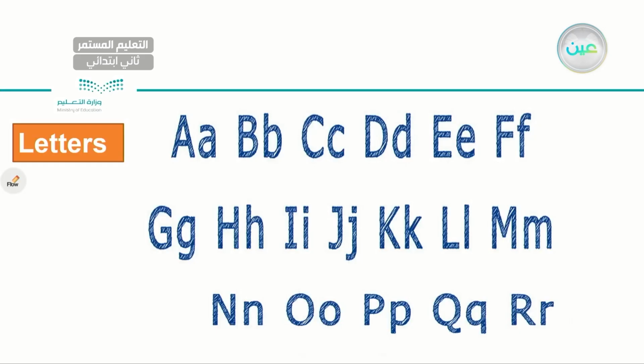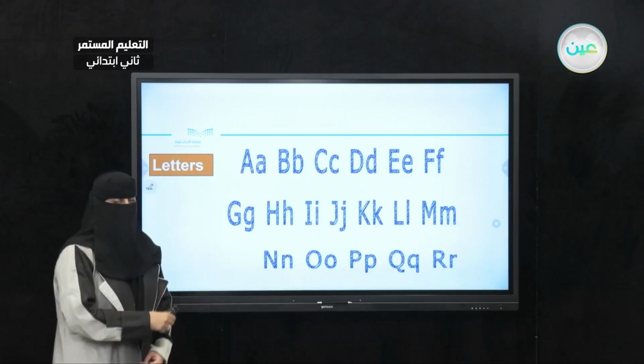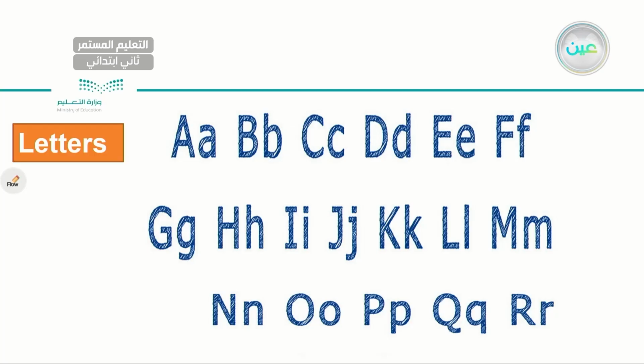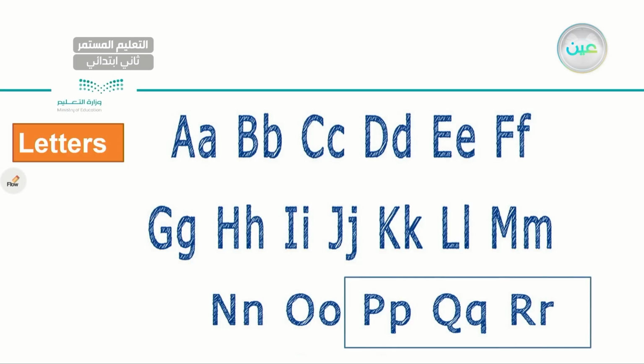Now, these are the alphabets that we took so far, and as you can notice, I added 3 more letters. Let's go ahead and read the letters together. A, B, C, D, E, F, G, H, I, J, K, L, M, N, O. So the three letters that we will practice today are P, Q, and R. Okay? As you can see, I have the capital letter and the small letter.